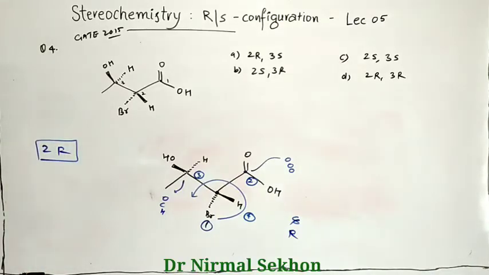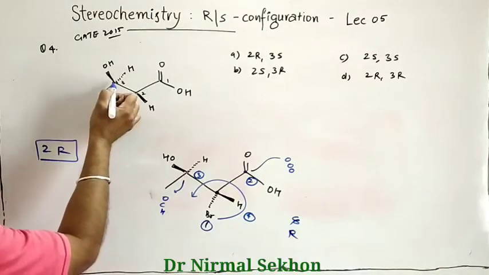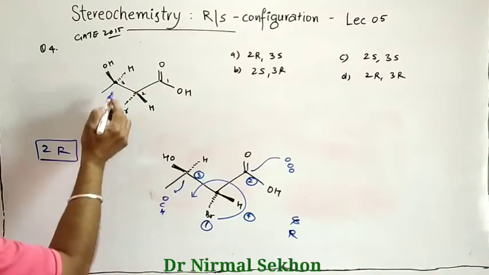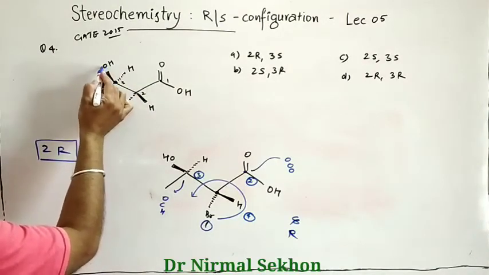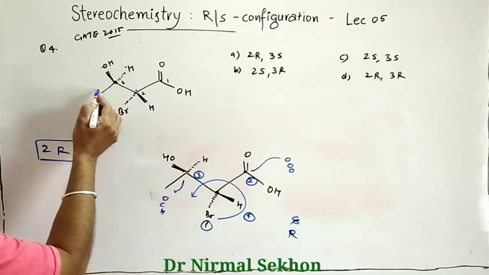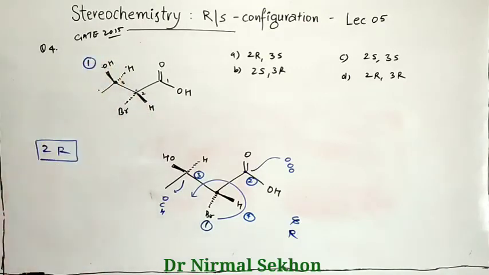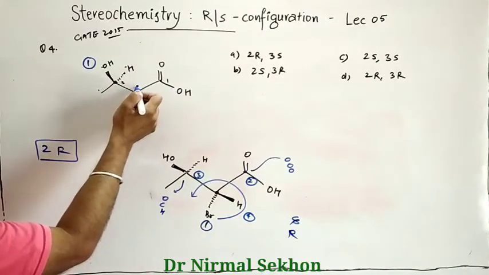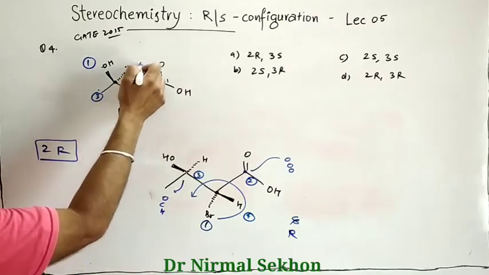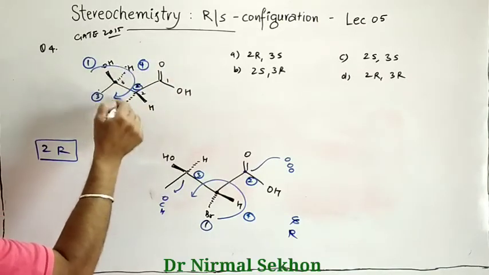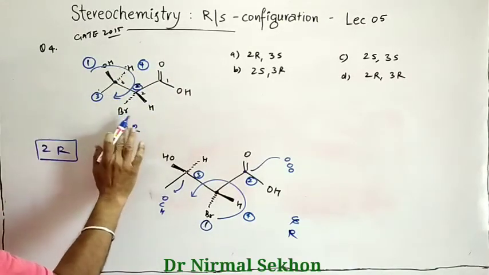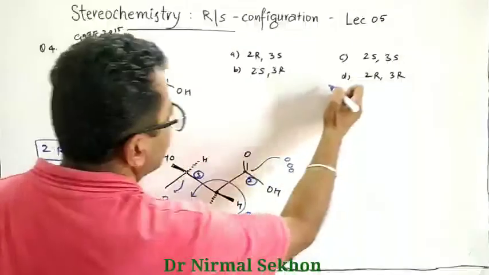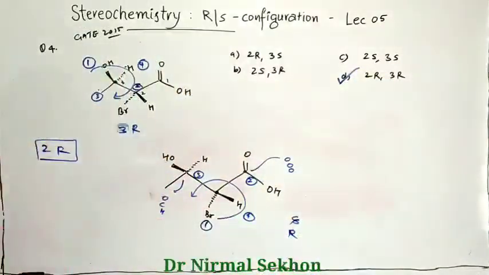Now we will solve 3 here. This carbon is connecting to O directly, H directly, C directly, C directly. So this will get number 1. When you move to the next carbon, there is a tie, but this carbon is connecting with bromine. So number 2, number 3, number 4. So move like this, R. So your number 3 is also R, 2R 3R is the answer.